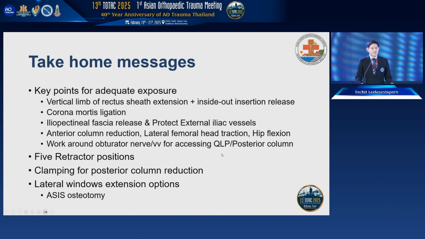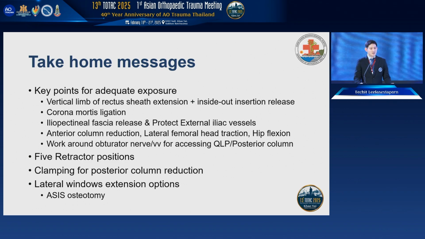For summarization, the key point for adequate exposure would be the extension of the vertical limb of the rectus sheath incision and the inside out release of the insertion of the rectus muscle. The corona mortis must be ligated in order to go into the brim. And we also have to identify the iliopectineal fascia and release it while protecting the external iliac vessels.